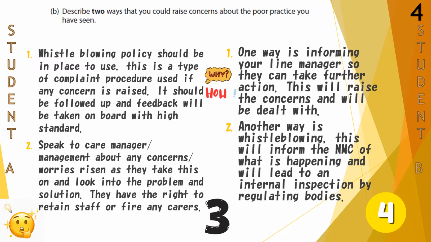Whereas with B, their second point about whistleblowing, informing the NMC, this will lead to an internal inspection, and it kind of says whistleblowing and this is the effect. Whereas student A says whistleblowing, this is what it is, and kind of defines the process. So that's where I can see the difference in their 2 marks. Both talk about whistleblowing, but student B is more specific about how it affects practice. Student A just defines what whistleblowing is.